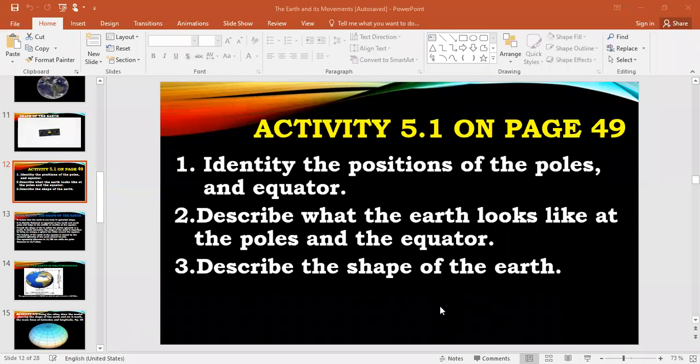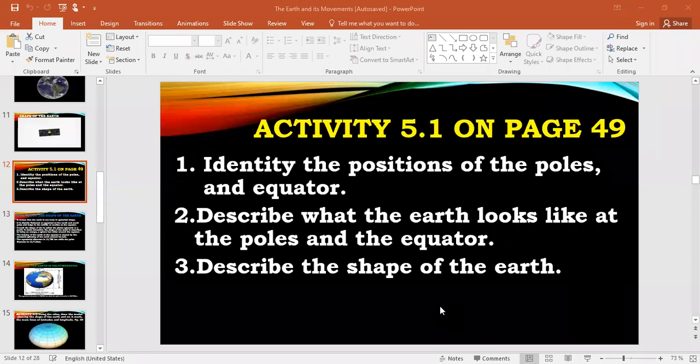So it is flattened at the poles. This is the northern pole, and then flattened at the southern pole. Then it is swollen at the equator. But if you look at this one, this is not flattened at the northern pole. It is smooth and round, but it is swollen at the equator. Guys, I hope you're writing down now. You have answered all these kinds of activities. Can you write down? You have 2 minutes.